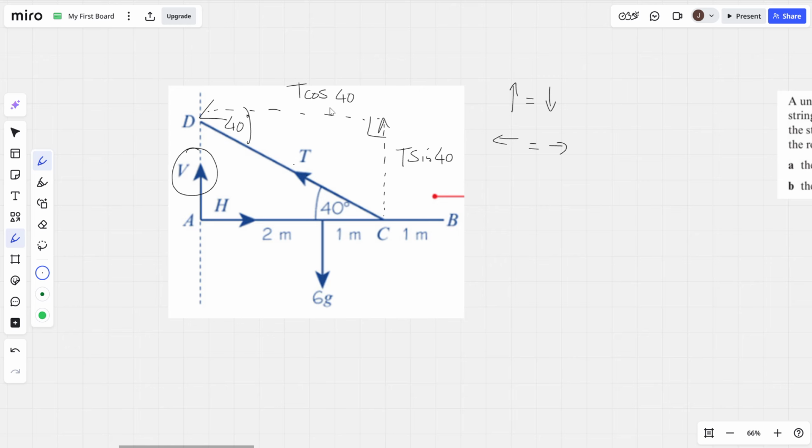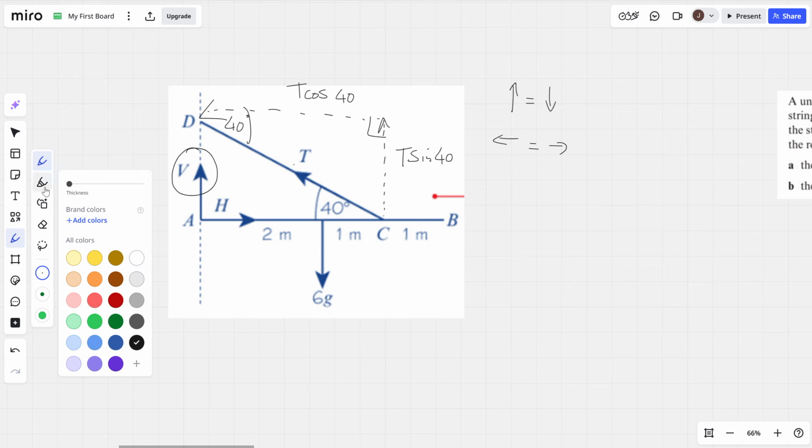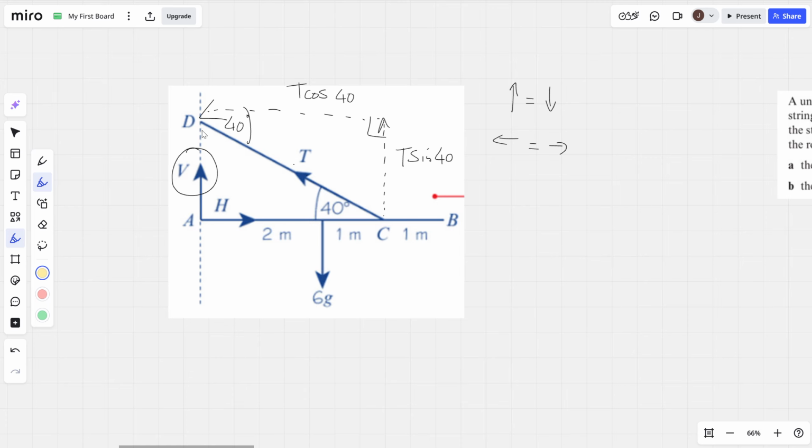Okay, so resolving in a similar sort of way to what we've done before. If we just color code it a little bit, you can see that it's sort of ready now. So we've got V, we've got T sine 40, we've got 6G is the up and down in the question. We've got pushing away from the wall, that part of the hinge, and then we've got going there. So that's the first part of what we're doing.